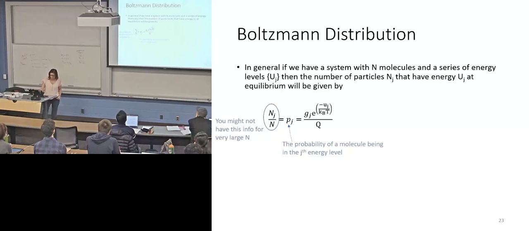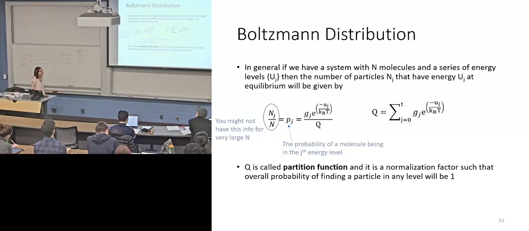What is Q on the bottom of that equation? Yes, it's called partition function. Q is partition function, and it's given like this. It basically looks like the top, except you sum over all of the levels. It is a normalization factor such that the overall probability of finding a particle in any level, when you sum them up, will total 1.